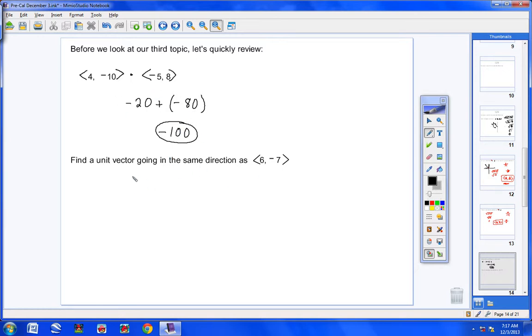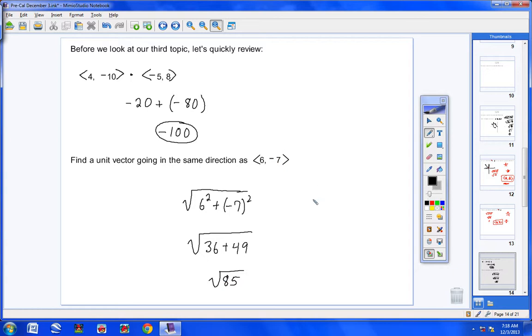Here, I taught you how to find the unit vector that's going the same direction as a given vector. What I just taught you to do is to find the magnitude. So 6 squared plus negative 7 squared, and of course that would be 36 plus 49, which would be the square root of 85. Now if we could break that down, I would, but you cannot break that down.